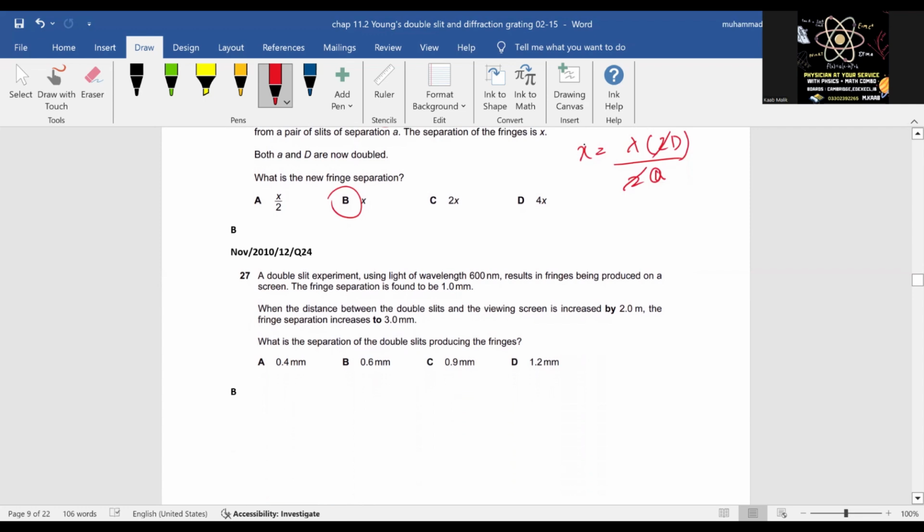A double slit experiment using light of wavelength 600 nm results in fringes being produced on a screen. The fringe separation is found to be 1.0 mm. When the distance between the double slits and the viewing screen is increased by 2.0 meters, the fringe separation increases to 3.0 millimeters. What is the separation of the double slit producing the fringes? Part A, part B, part C, part D.